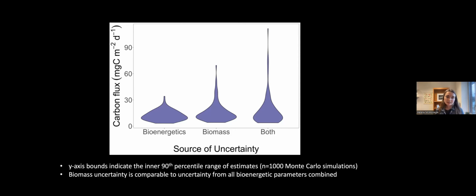And then when we consider both of these uncertainties in this Monte Carlo simulation, we see, of course, an even higher overall uncertainty in fish carbon flux at the study site.